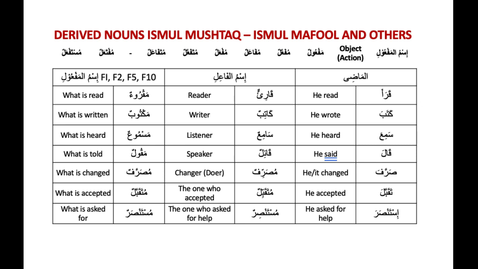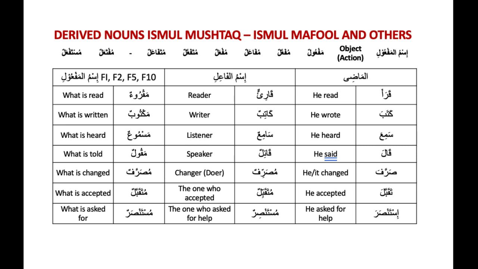Form two example, sarrafa, it changed. Musarrifun, changer or the doer. Then ismul maf'ul is musarrafun, what is changed. Example of form 5, taqabbala, he accepted. Mutaqabbilun, the one who accepted, ismul fa'il. Then ismul maf'ul is mutaqabbalun, what is accepted.